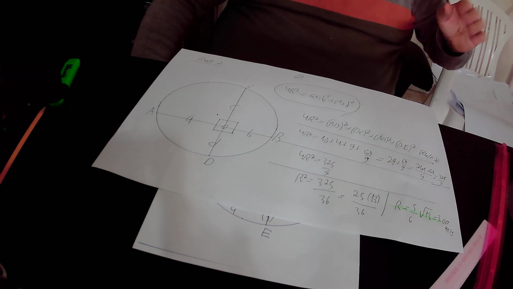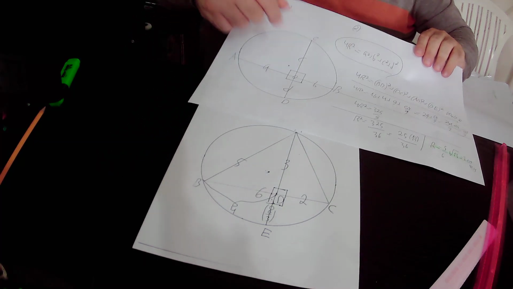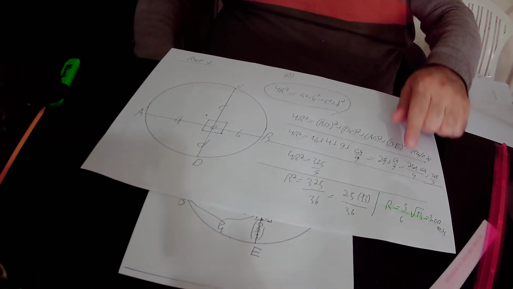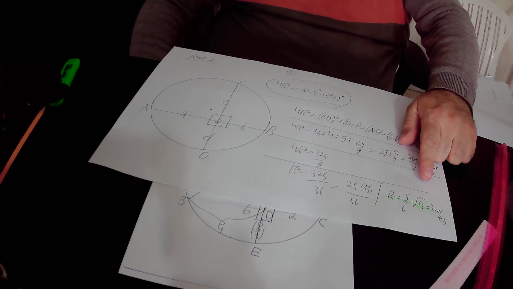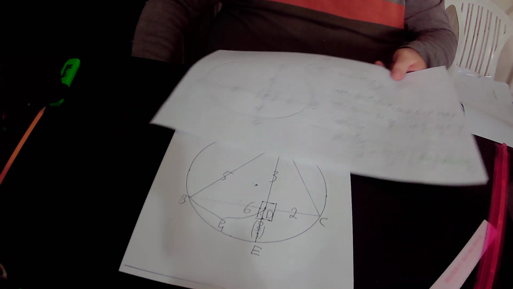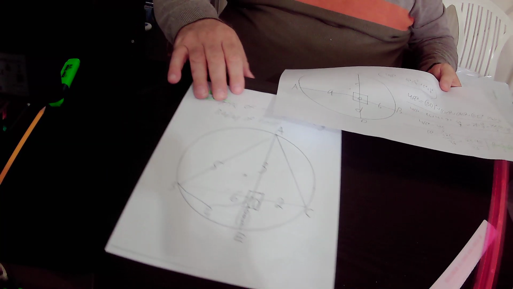So in conclusion, we found that R, the radius of the circle that we are looking for, is equal to 5 over 6 times the square root of 13 units. In terms of numbers, it is a little bit greater than 3 units. We finished with the second method.